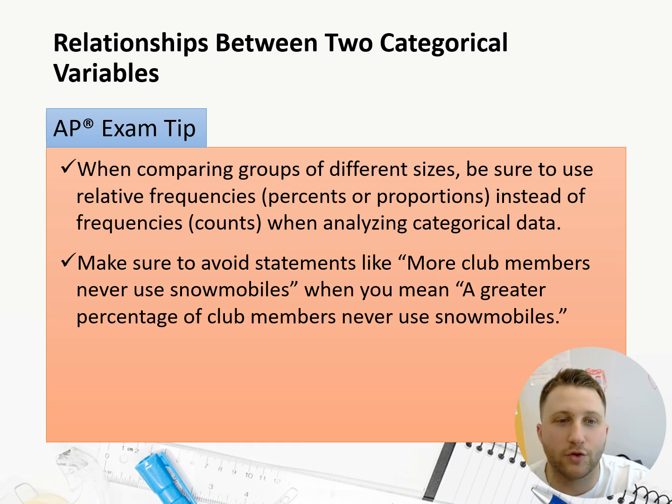more club members never use snowmobiles because that category looks bigger, looks taller, but you have to remember, they may have surveyed more people from the other categories. So again, we speak in terms of percentages or proportions, not in terms of numbers when we're comparing groups of different sizes.